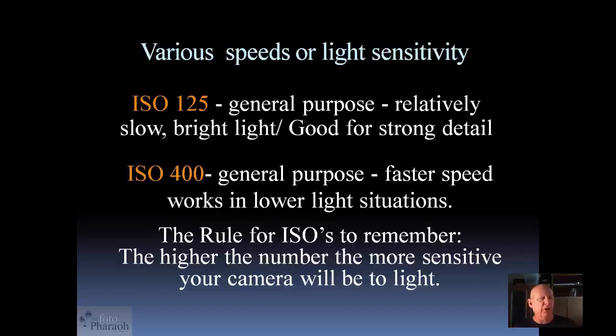So let's give you an example of how this works. If you had your camera set at an ISO speed of 125, it would be a good general purpose setting. It's relatively slow, but it is good for bright light and it is good for strong detail. If you move the setting up to ISO 400, that's pretty general purpose, but it's a faster speed and it will work better in a lower light situation. The rule for ISO to remember is that the higher the number, the more sensitive your camera setting is to light. So the lower the light you have, the darker it is, the higher the ISO number you want. The brighter the light, the lower the ISO you want.